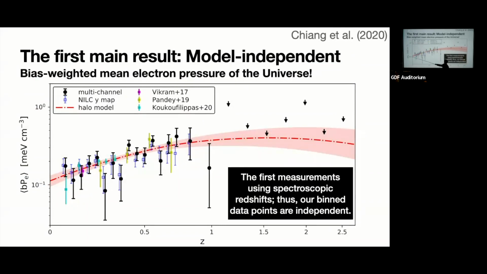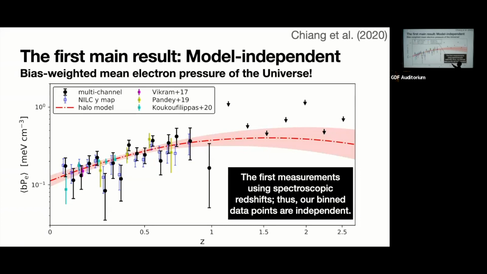So this is not yet mean pressure. This is the biased version of it, and this is the direct outcome of our measurements, completely model independent. And so you see these data points, which, let's see, black is our measurement, and then there are other measurements here, for example.